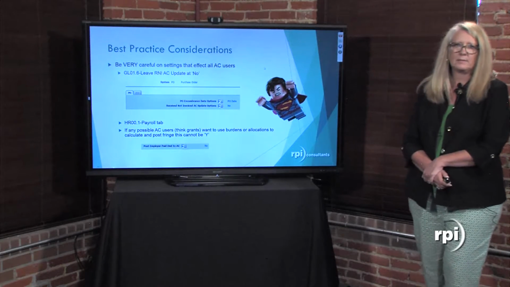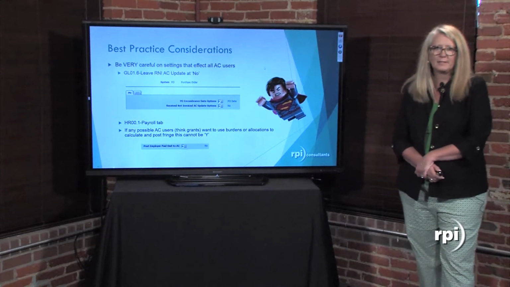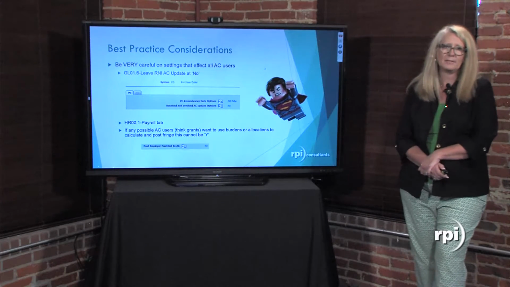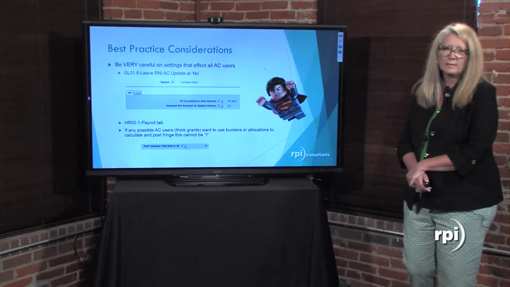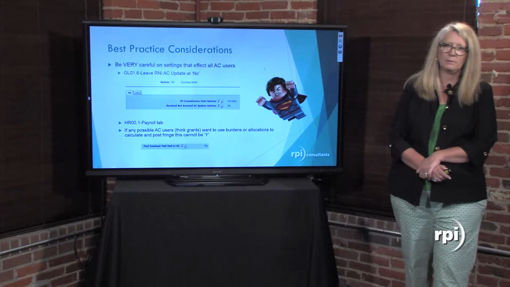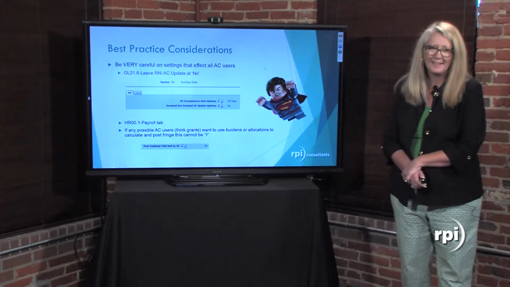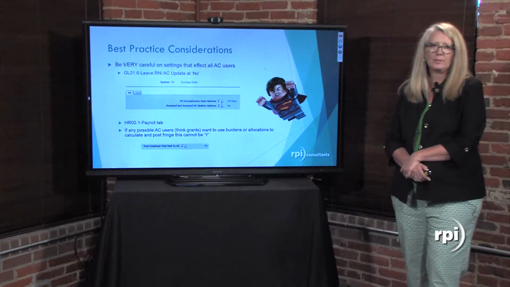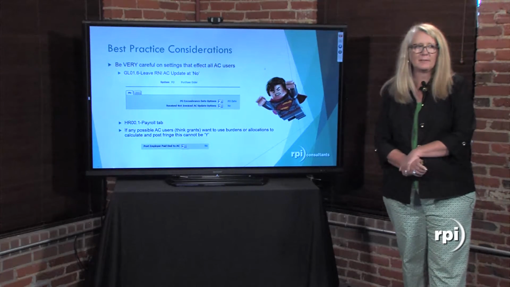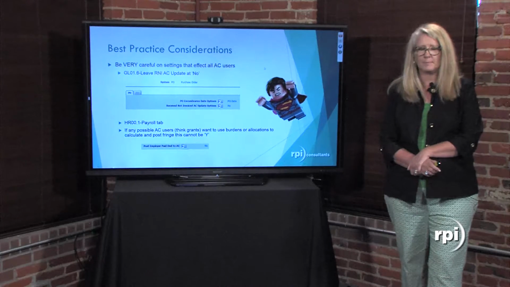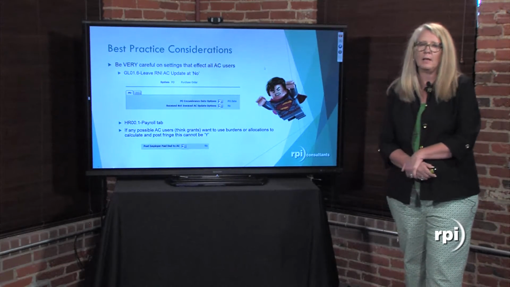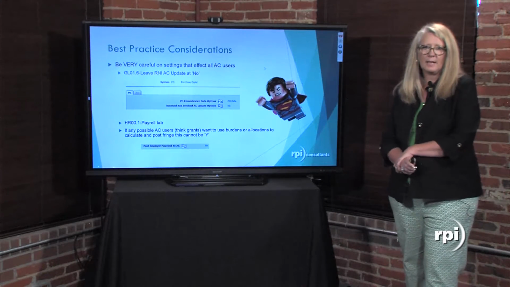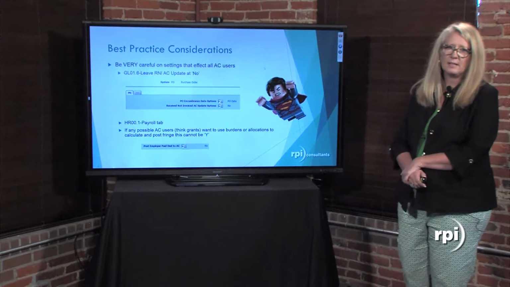Some additional best practice considerations: be very careful on settings that affect all AC users. On the GL01.6, there's a setting that says receive not invoiced AC update. Leave that at no. Also on the HR00.1 payroll tab, if any possible AC users, and in this specific example, if you're thinking grants, because they typically are those people who want to use burdens or allocations, you can't set the post employee paid deductions to AC as yes.